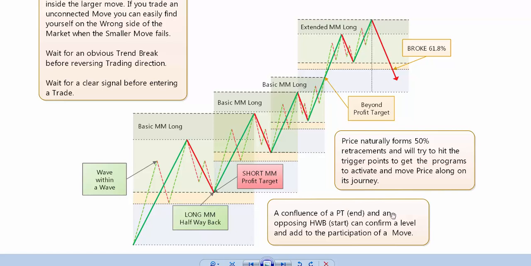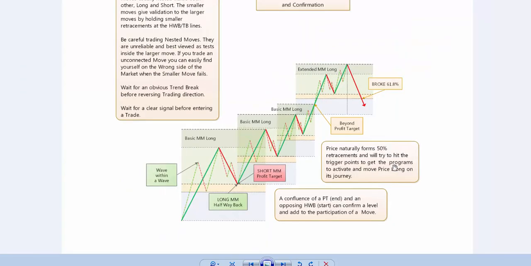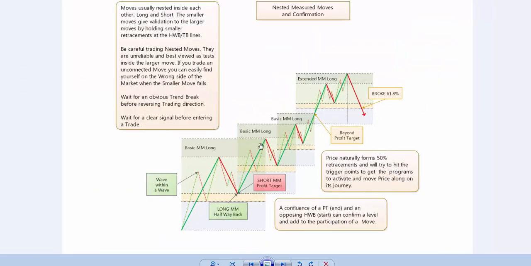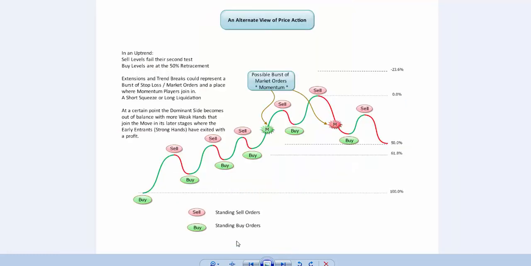The confluence of a profit target and an opposing halfway back start can confirm a level and add to the participation of a move. So this is an example again of how those micros can help you and hurt you inside of those longer term 15-minute trends. This is an alternate view of price action. And while we might not necessarily have any 50% retracements here, what you can see is the ebb and flow, or what happens inside of those price patterns.